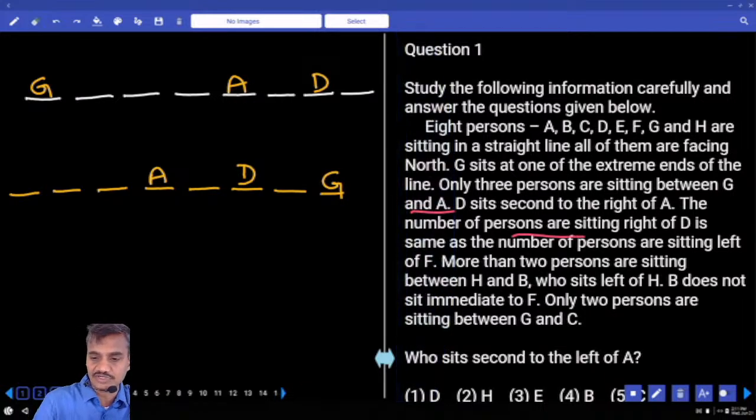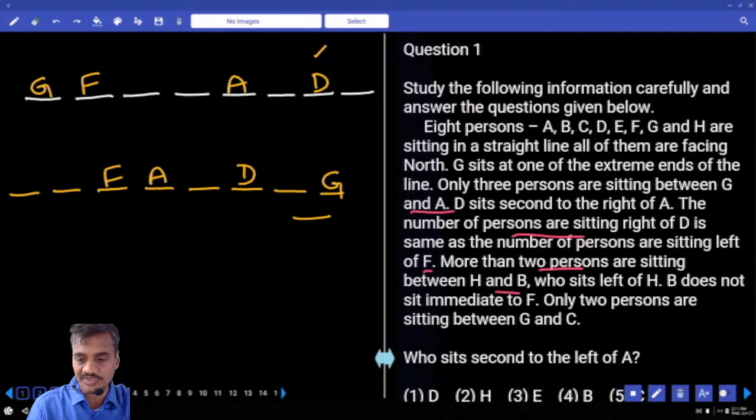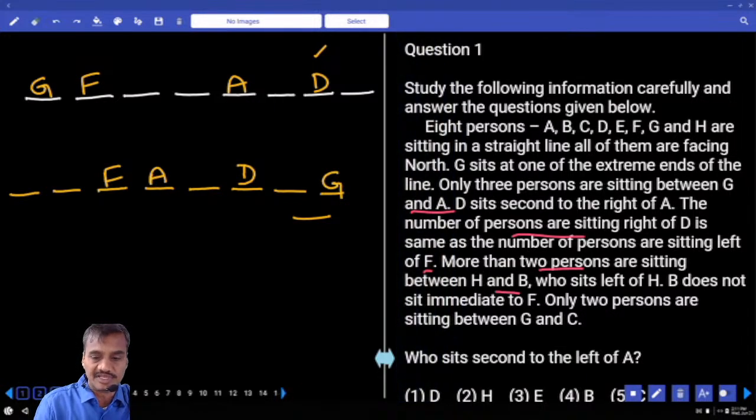Number of persons sitting to the right of D is the same as the number of persons sitting to the left of F. Here to this D, how many persons are there to the right hand side? 1. And to the left hand side of F, we need to have exactly 1. Now here, to the right hand side of D, there are 2 people. And to the left hand side of F, we have 2 people. And more than 2 persons between H and V. In between H and V, more than 2.